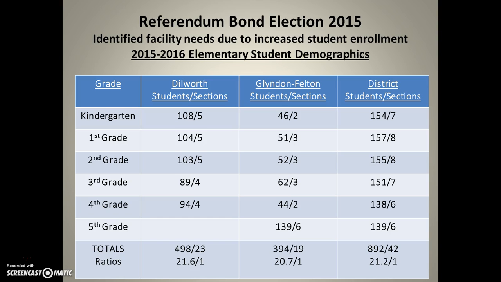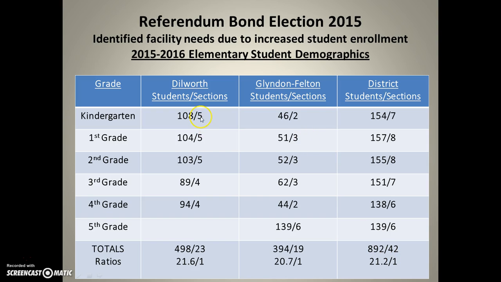The Dilworth site has 23 classrooms that are utilized for our elementary enrollment. The Glendon Felton site has 19 sections. We are averaging right around a 21-to-1 ratio of students per teacher.